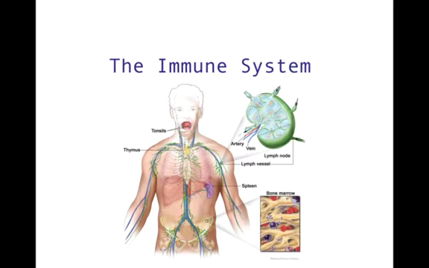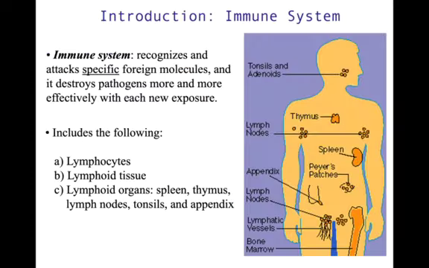Again, this is of particular importance nowadays, especially with the pandemic and COVID-19. So what is this system all about? How does it make us, quote unquote, immune to something that we've been sick with or infected with already? Well, this is a system that recognizes and attacks specific molecules and destroys pathogens more and more effectively with new exposure. So if something foreign were to enter your body, it's a system that gets activated, and we start generating cells that are able to recognize these foreign substances within our body.